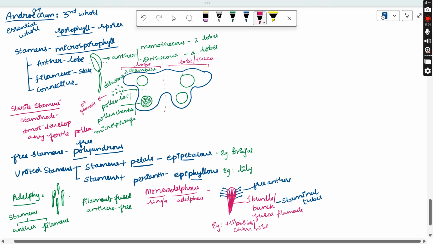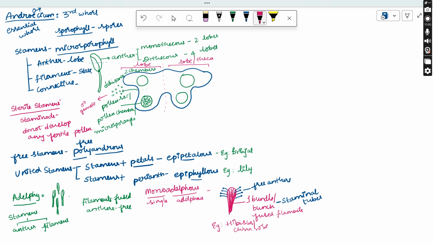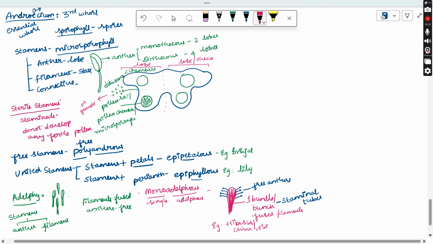So this condition, where all the filaments are fused to form one single bundle, or one bunch, leaving all the anthers free, is the monodelphous condition. We have another condition, that is diadelphous. In this diadelphous condition, di is nothing but two. Adelphous, where the filaments are fused, anthers are free.